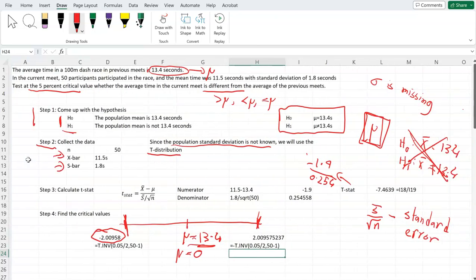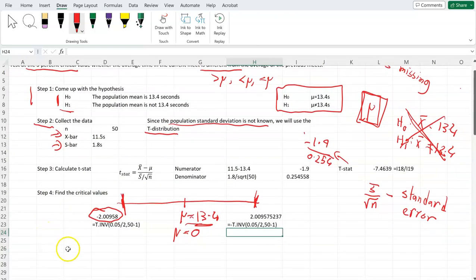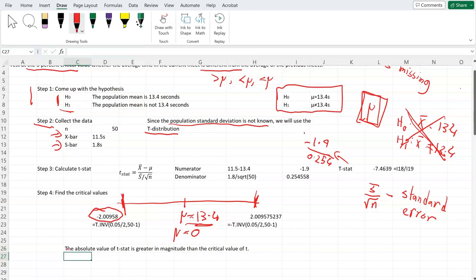So what we would say then in our statement here is the t-stat, or just to make it easier, because sometimes it's less than that, sometimes it's greater than that, what we will do is just drop the negative sign and we will say the absolute value. So I'm dropping the negative sign, so it becomes 7.46. This value is definitely greater in magnitude than the critical value of t.